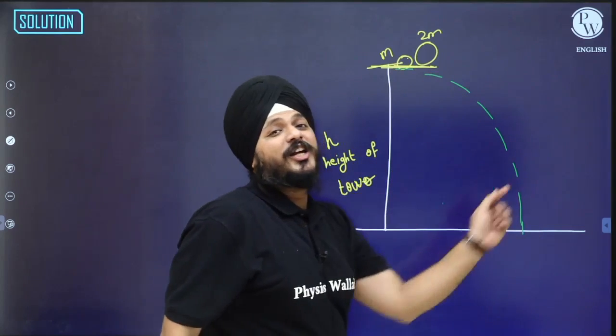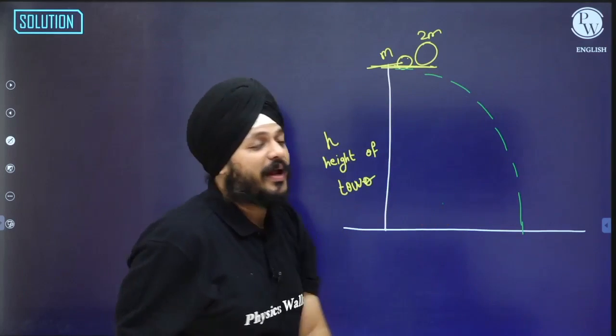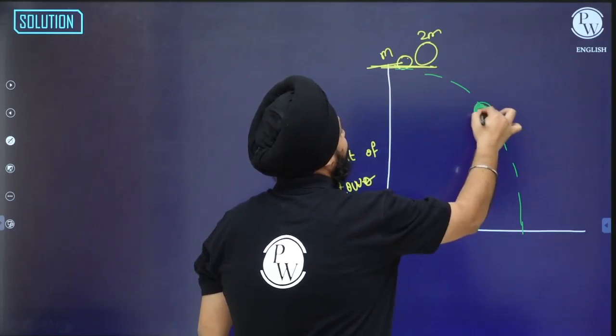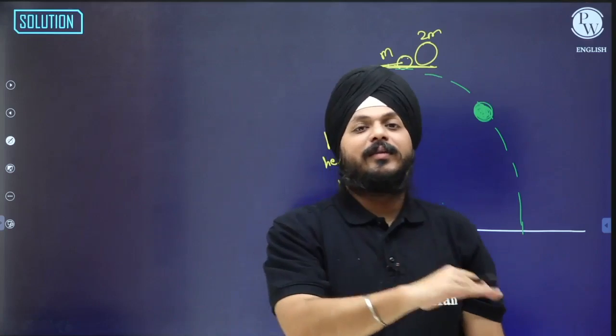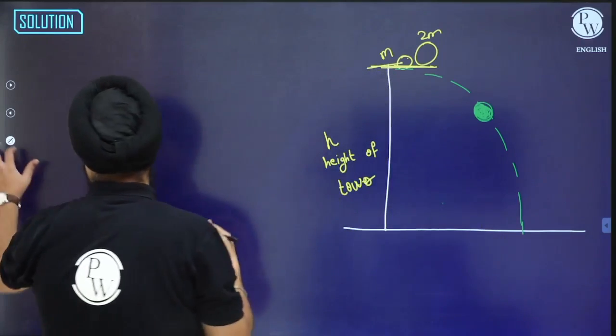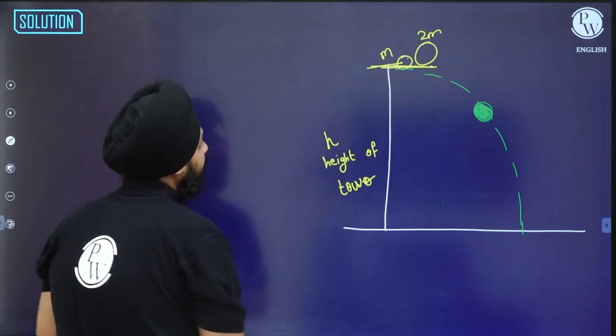At any point on the trajectory, at any specific time between t equal to 0 and the time of flight, I am selecting one position of the particle. Any instantaneous position between the point of projection and where it will hit. Any instantaneous position I am selecting now.